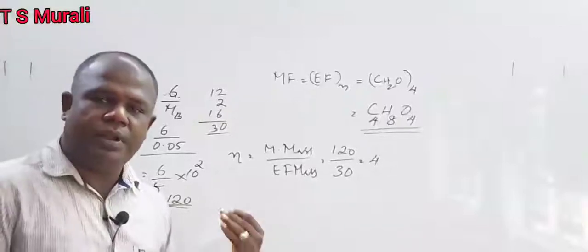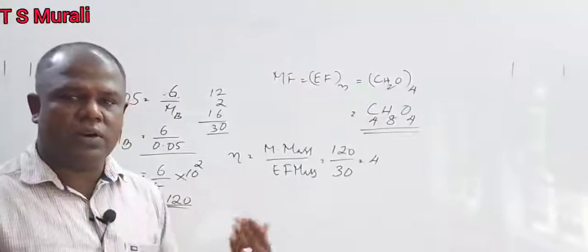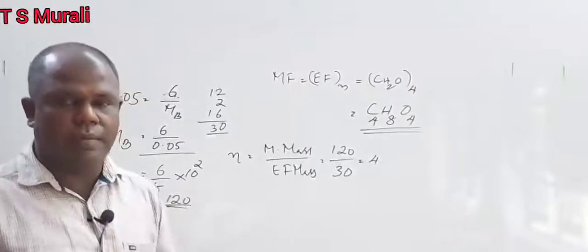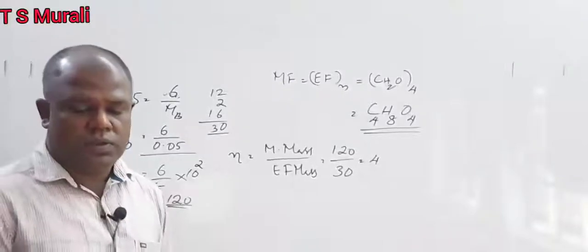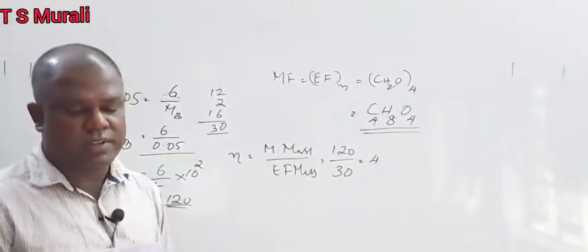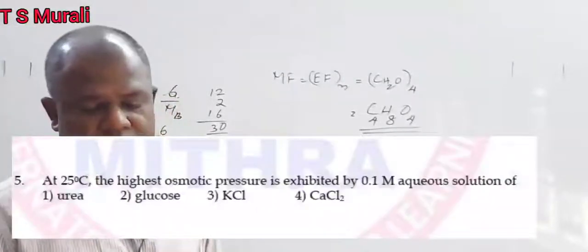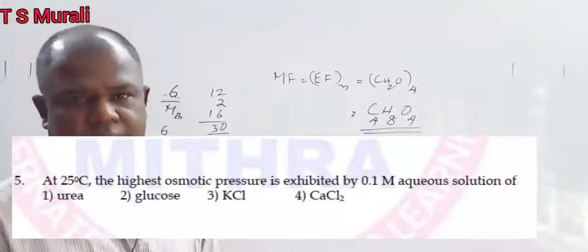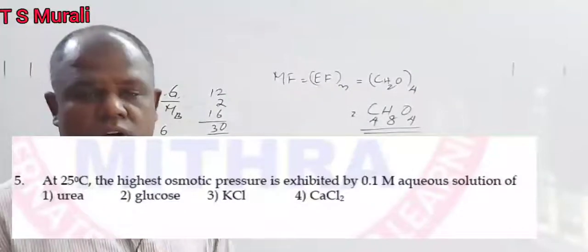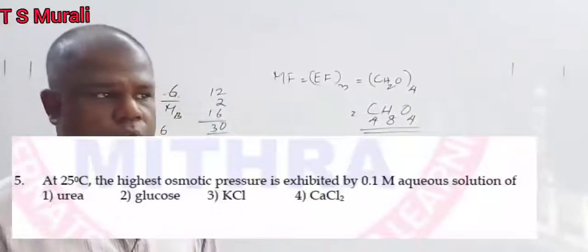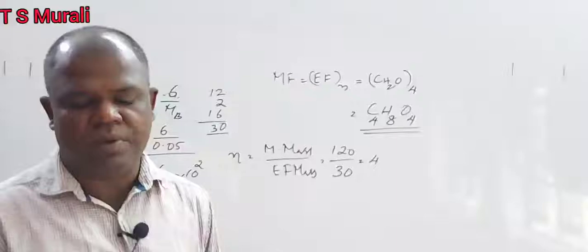Actually, empirical formula, molecular formula, that is alone asked as a question, but they are giving it in the background of a solution. So the option is there, you find it and tell me the option. Question number 5. At 25 degrees centigrade, the highest osmotic pressure. So direct question, 0.1 molar is the concentration of every option. So no problem regarding concentration. So you look at the formula only.